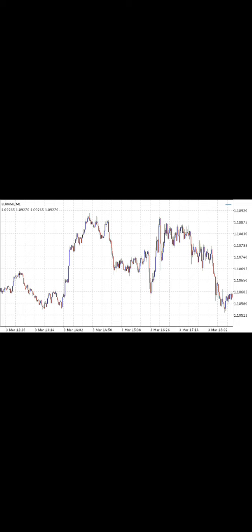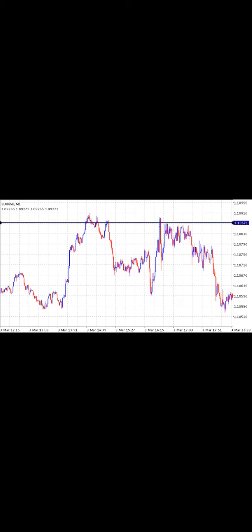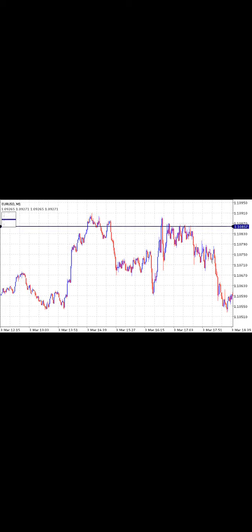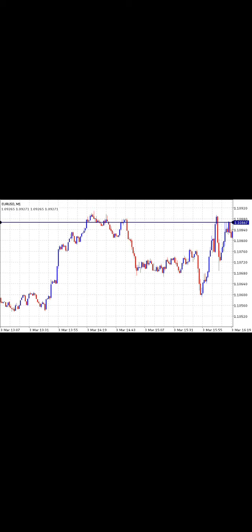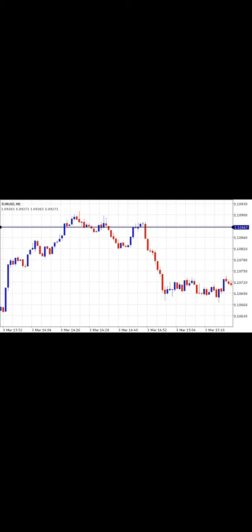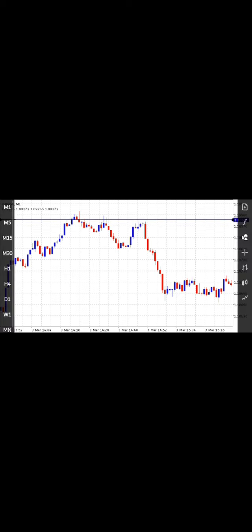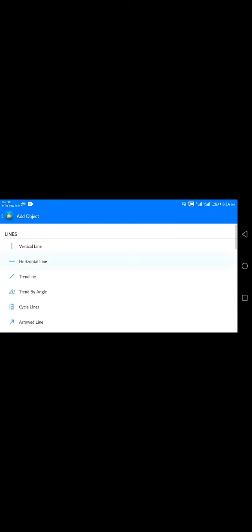So this move down, my order block will be, where is that candle? That green candle before that move down. So this will be my order block.